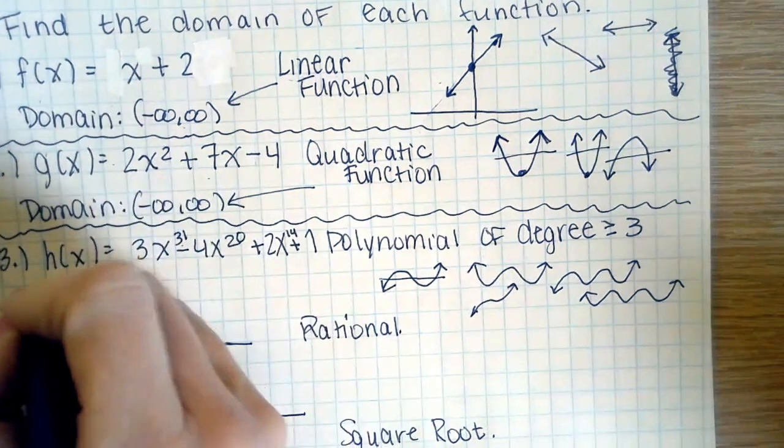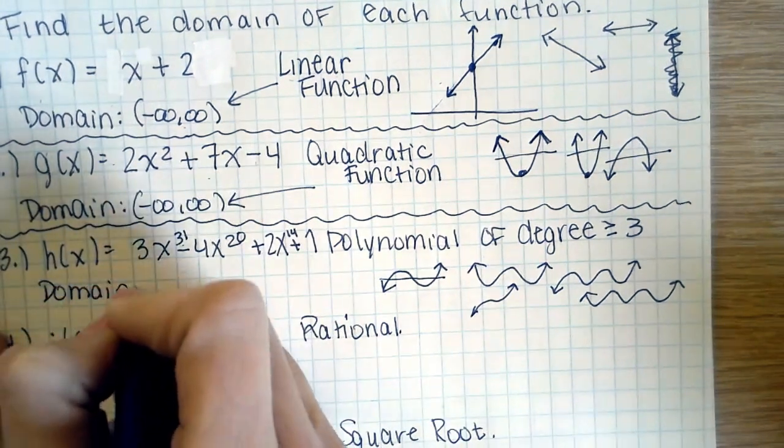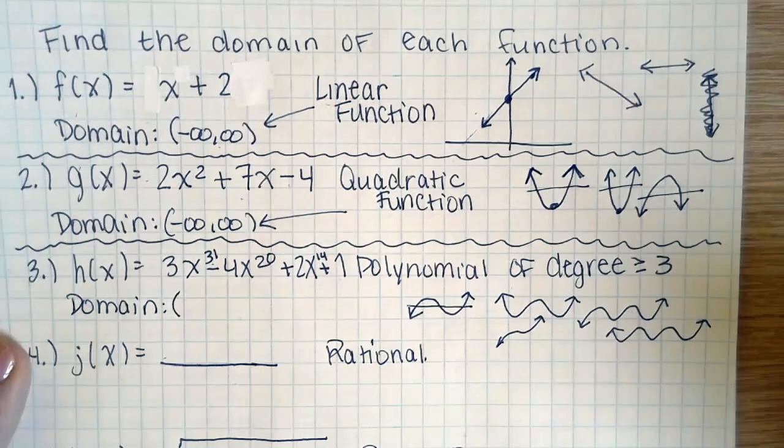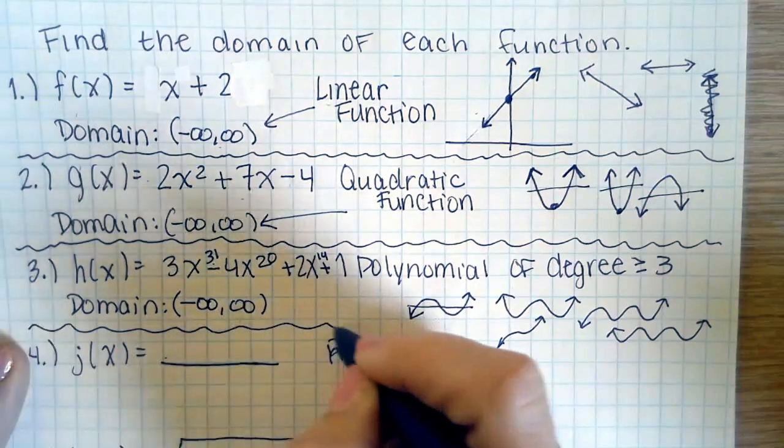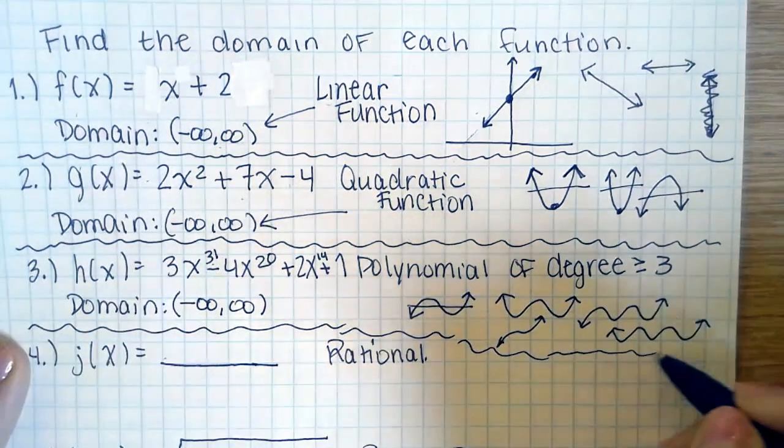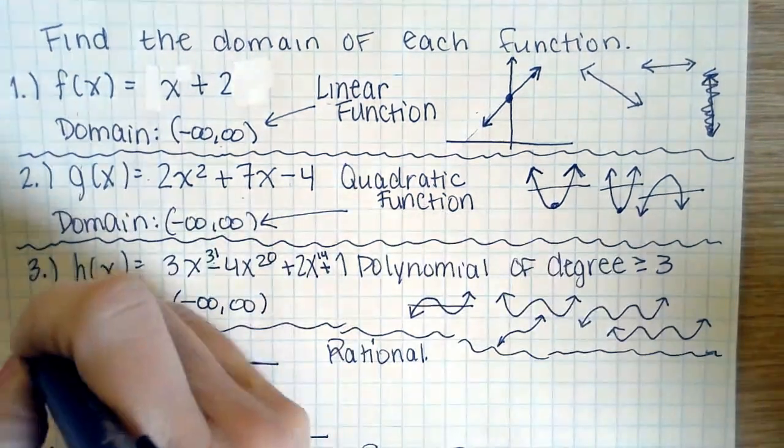So what's the domain going to be for any polynomial? Take a wild guess. All real numbers, from negative infinity to infinity. Boom. So how much brain power are those questions going to take? About like 1% brain power. Okay? That's all you need.